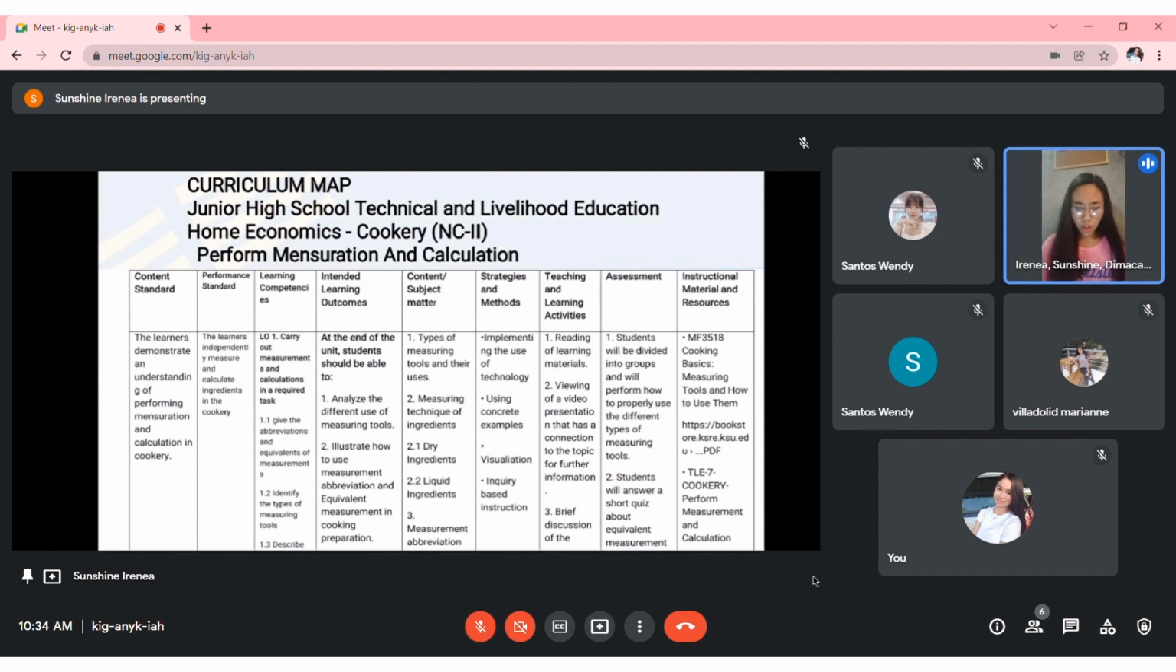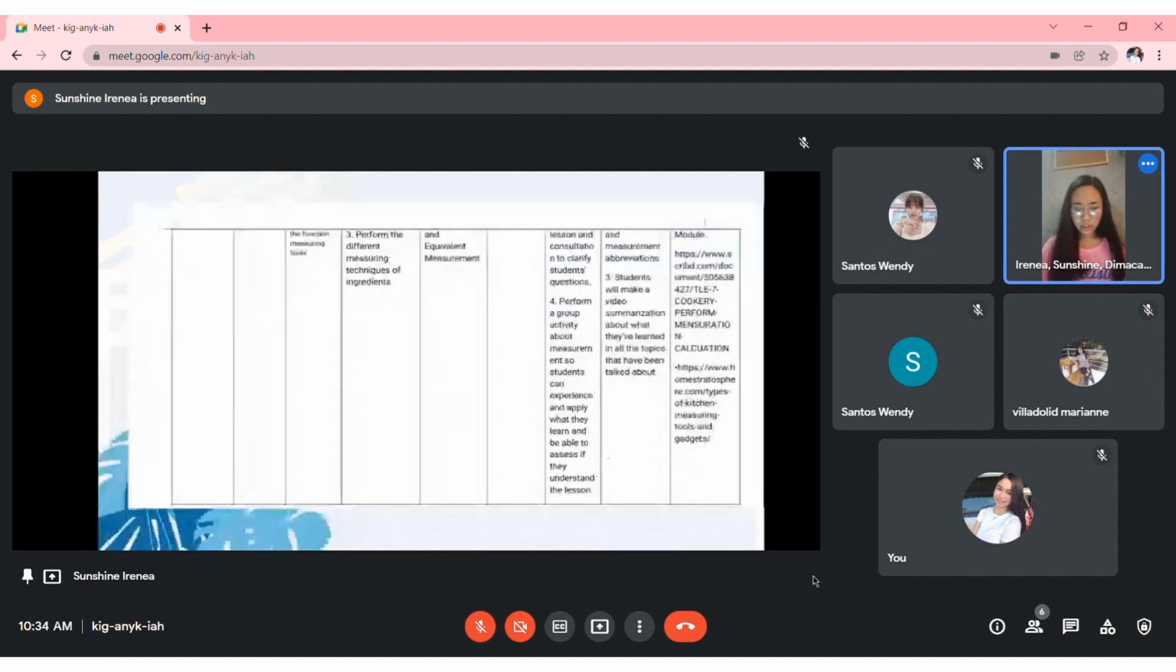In learning competencies, LO1: carry out measurement and calculates in a required task. So we have 1.1, give the abbreviation and equivalence of measurement. 1.2, identify the types of measuring tools. And 1.3, describe the function of measuring tools.